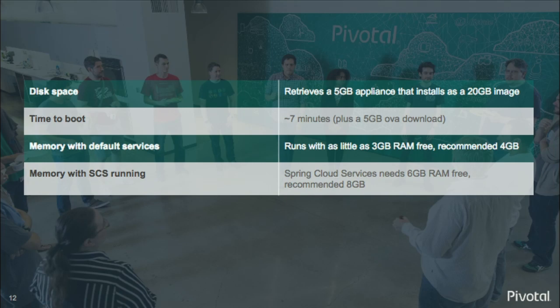That's really exciting, because even while building this, we had like 20 minutes as one of our more impressive times at some point. So a lot of work has been put into getting this down as low as possible. You can run with as little as 3 gigabytes of RAM, and if you're running with Spring Cloud Services, you can run with as little as 6. So we're still talking Mac Air size.